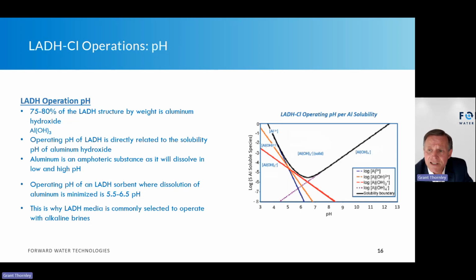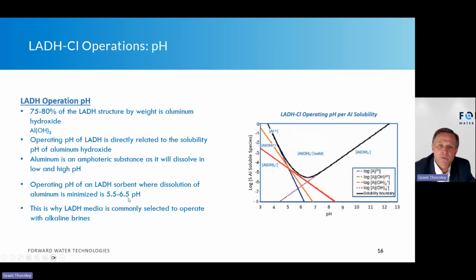One of the key things, because it's aluminum based, is that the operating pH is really dictated by the solubility of the aluminum. If you take a look at the chart over here at the left, you can see that around 6 pH is where I'm getting the minimum dissolution of the aluminum. Aluminum will dissolve at a low pH, and aluminum will dissolve at a high pH. So we're just trying to find this optimum point, and that optimum point is around 5.5 to 6.5.